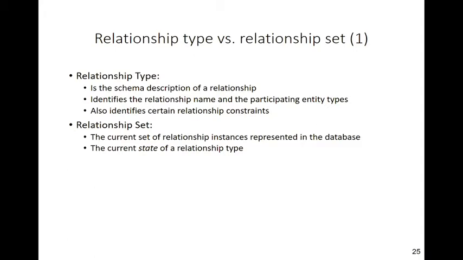Okay, and the relationship set is the current set of relationship instances represented in the database. So it's what is the current state. Right? And as we said, what does our data in the database represent? The current state that we are at.